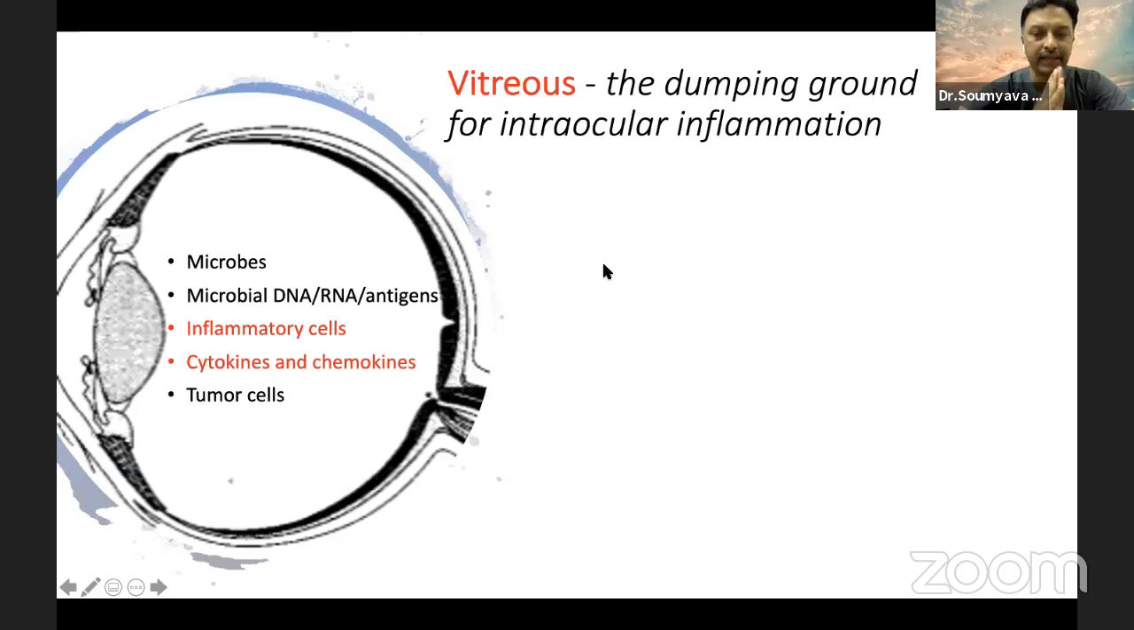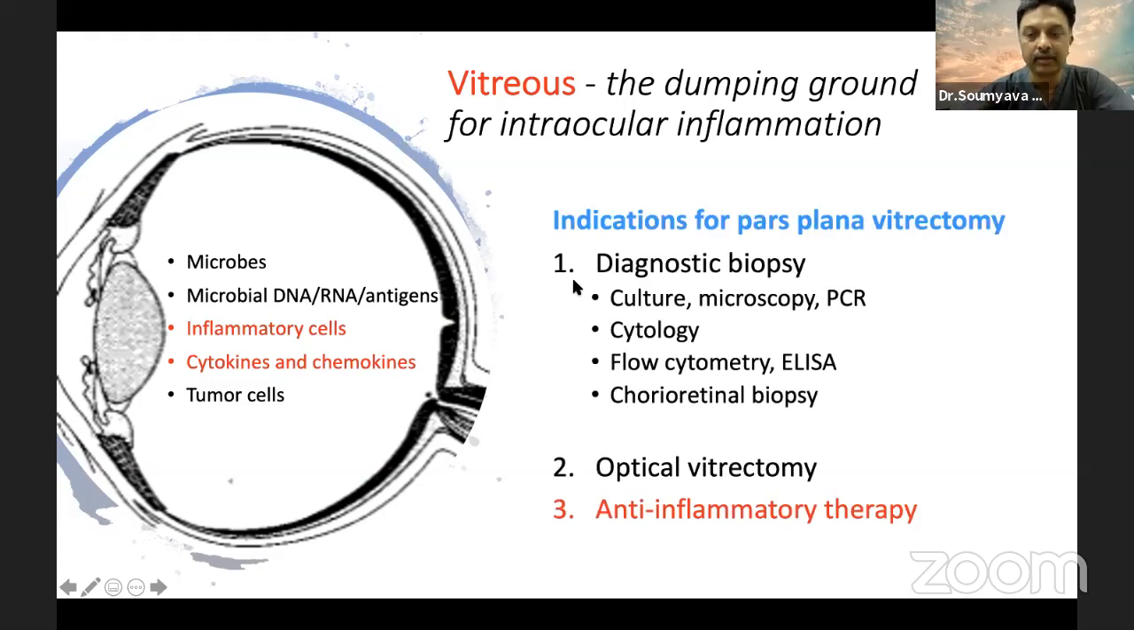Now, I'll start by saying that the vitreous is actually a dumping ground for intraocular inflammation. So you have the microbes, you have the microbial DNA, RNA, the microbial proteins, of course, the inflammatory cells, the cytokines secreted by them, chemokines, and in case it's a tumor, you have the tumor cells as well. So everything comes and collects in the vitreous, which is the reason why there are several indications for doing pars plana vitrectomy in patients with uveitis.